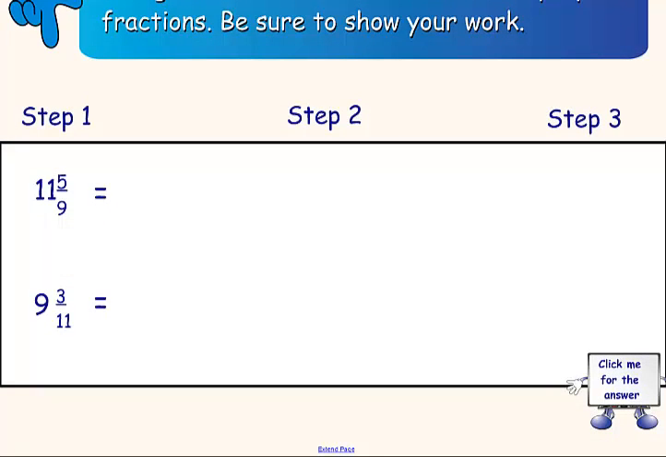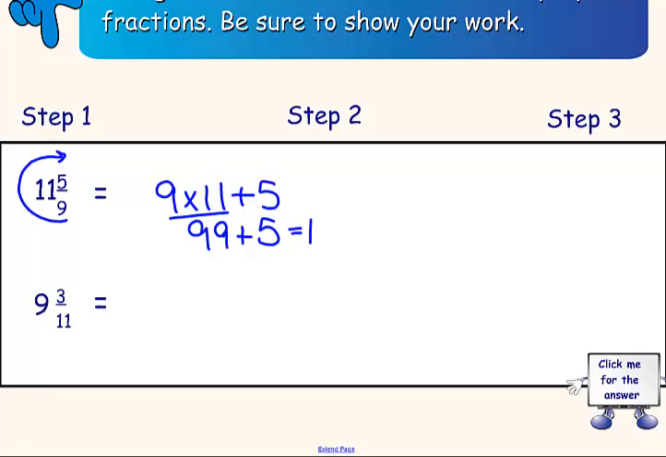Here are 2 examples. I'll do the first one, and I'll have you do the second one. The first thing I'm going to do is I'm going to take 9 times 11 plus 5. And again, if you'd want to draw your circle or your arrow, that will help you. 9 times 11 is 99, plus 5 equals 104. So writing it for my final answer, 104 with a denominator of 9. You try the second one. See what you get for an answer.